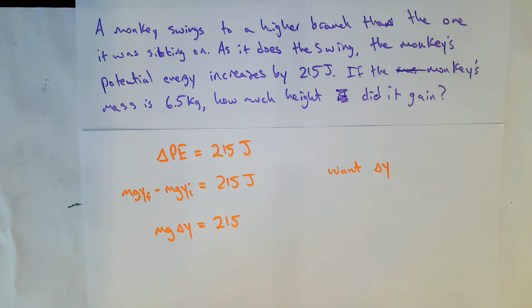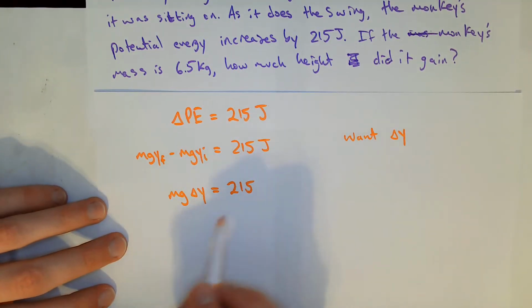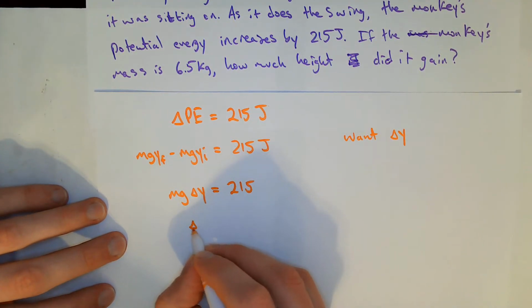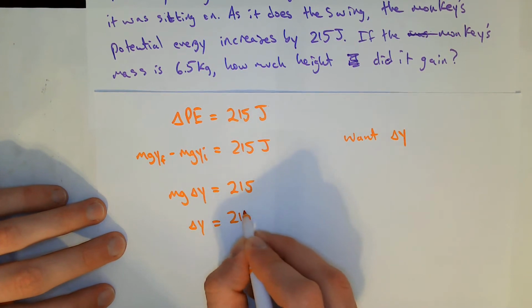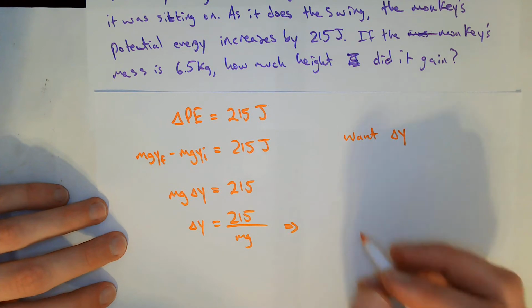So we can say it gained 5 meters or whatever it might be, but we can't say if it went from 0 to 5 or 5 to 10 or 10 to 15. We don't know that. We would have to be given a little bit more information, but we can at least find the change in height. So the way we're going to do that is with this formula, and we'll divide by mg on both sides. So dividing by mg, which we have the monkey's mass and we know gravity.